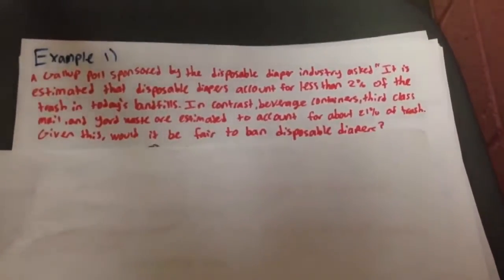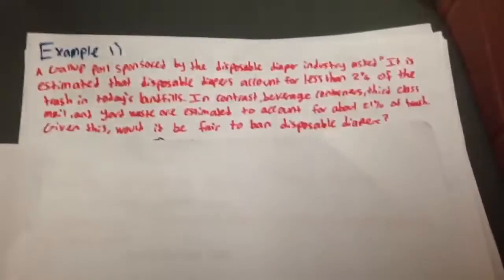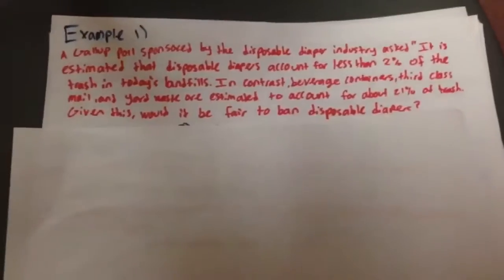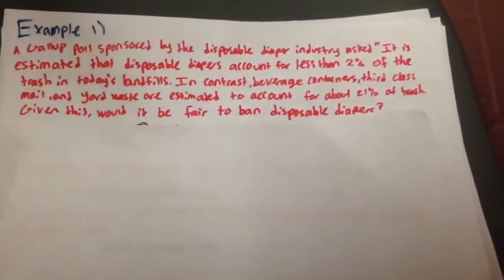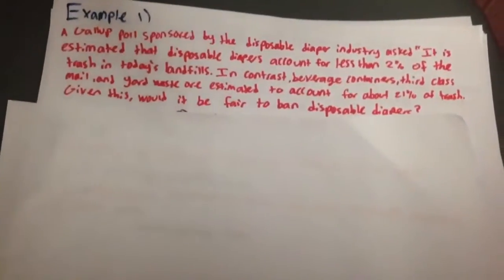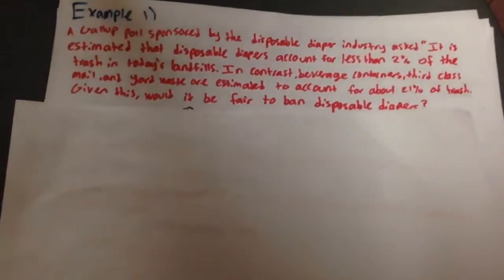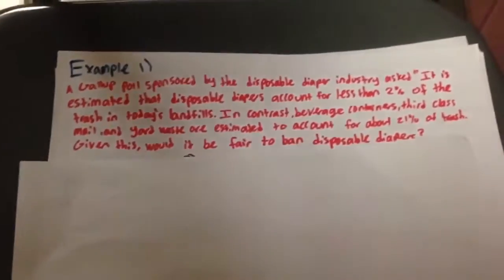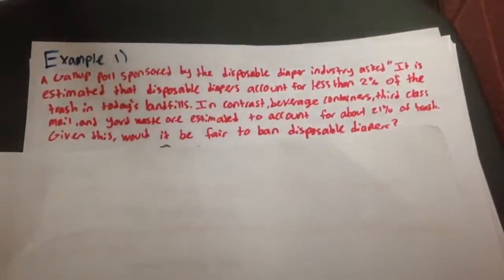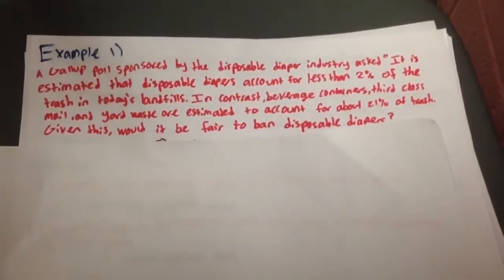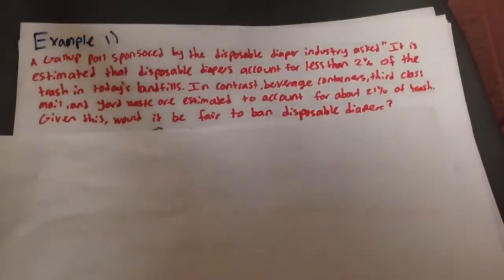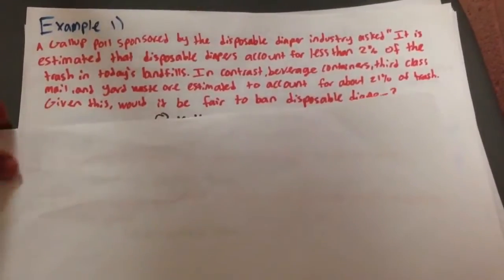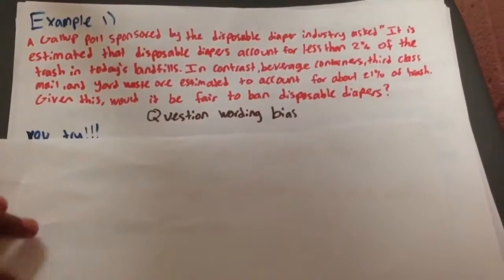Let's look at one example. A poll sponsored by the disposable diaper industry asked, it is estimated that disposable diapers account for less than 2% of the trash in today's landfills. In contrast, beverage containers in third-class mail and yard waste are estimated to account for about 21% of the trash. Given this, would it be fair to ban disposable diapers? So what type of bias is it? It's question wording bias.